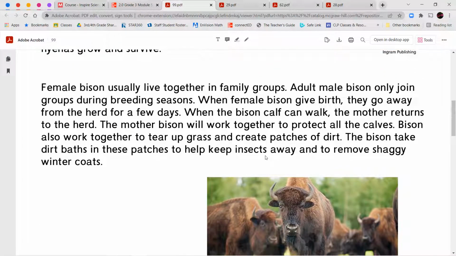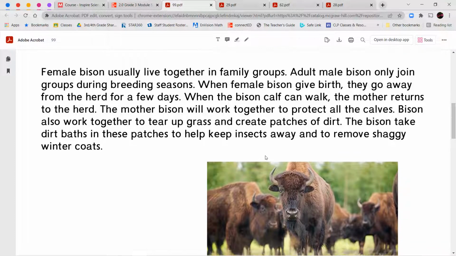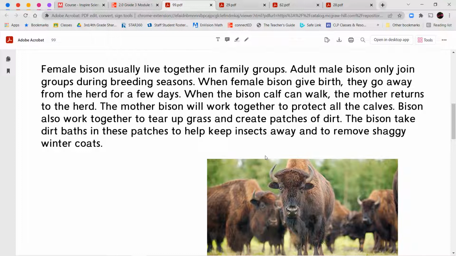Female bison usually live together in family groups. Adult male bison only join groups during the breeding seasons. When female bison give birth, they go away from the herd for a few days. When the bison calf can walk, the mother returns to the herd. The mother bison will work together to protect all the calves. Bison also work together to tear up grass and create patches of dirt. The bison take dirt baths in these patches to help keep the insects away and remove shaggy winter coats.